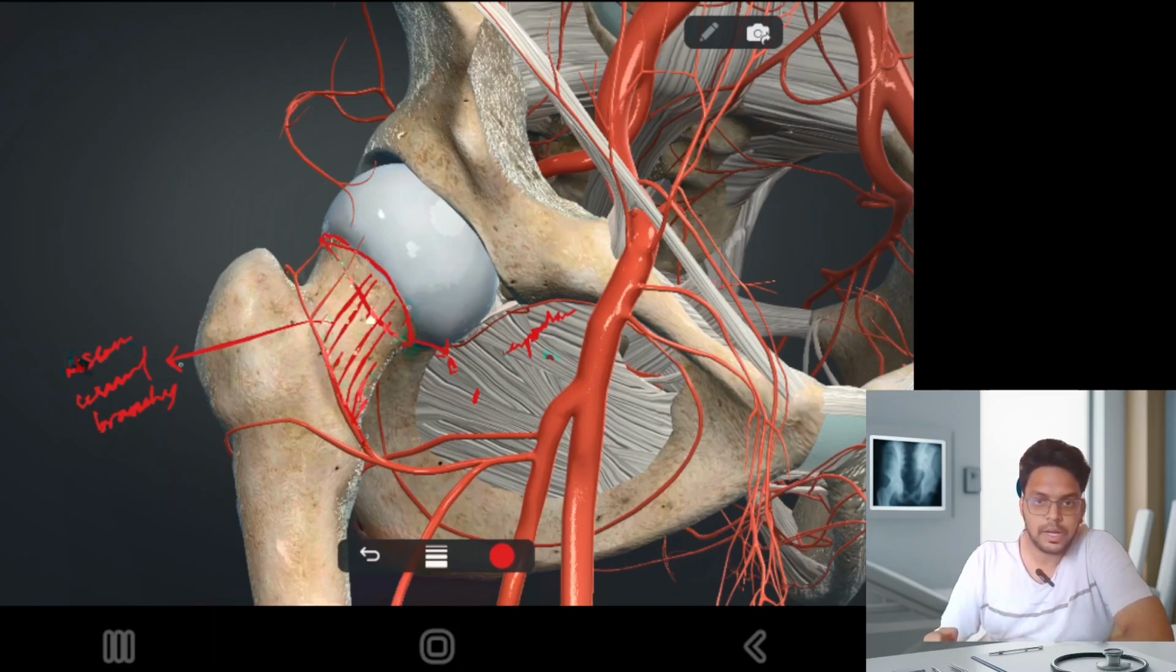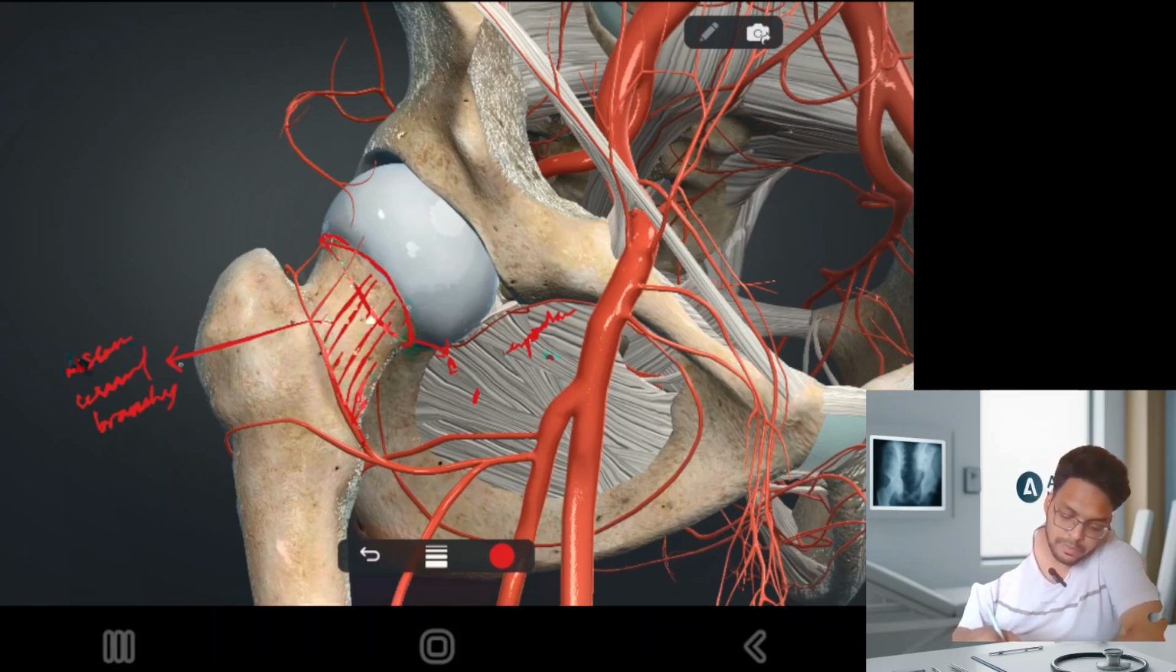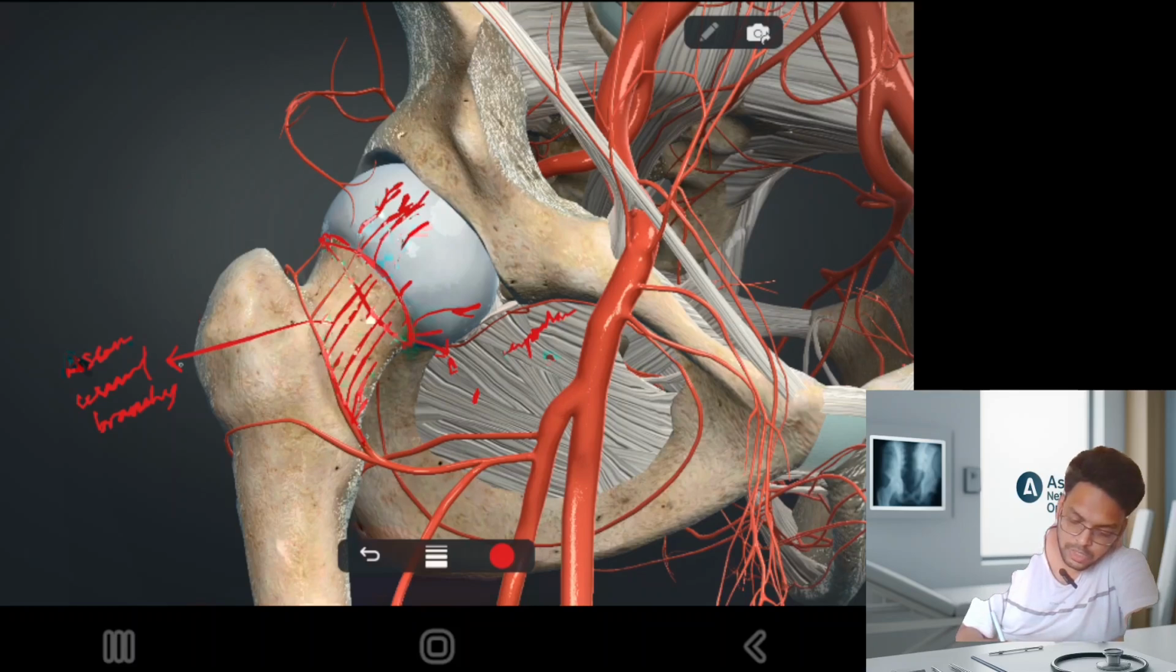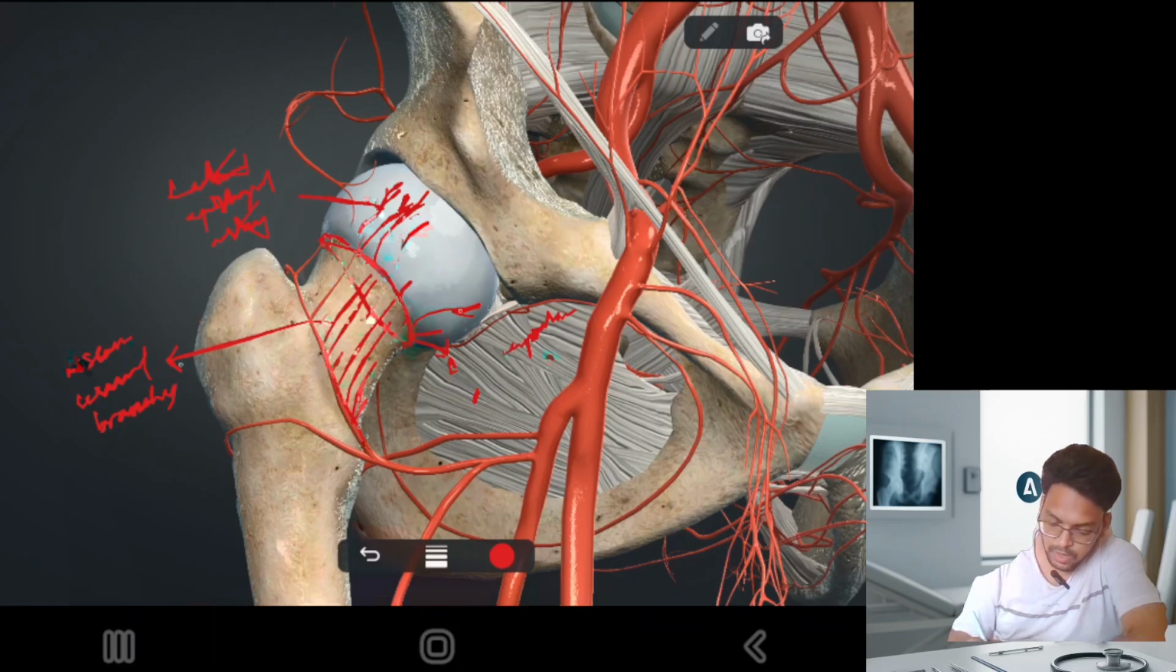Okay, this is the intracapsular arterial ring, and from this intracapsular arterial ring there are vessels going towards the epiphyseal region or the head region. The vessels going towards the lateral side of the head or the epiphysis are called the lateral epiphyseal arteries, and towards the medial side they are called the medial epiphyseal arteries.